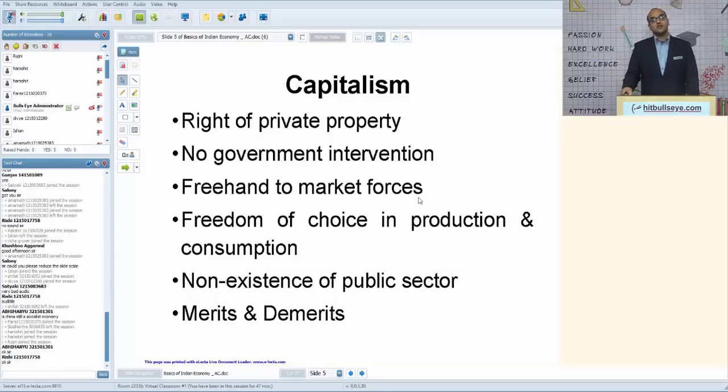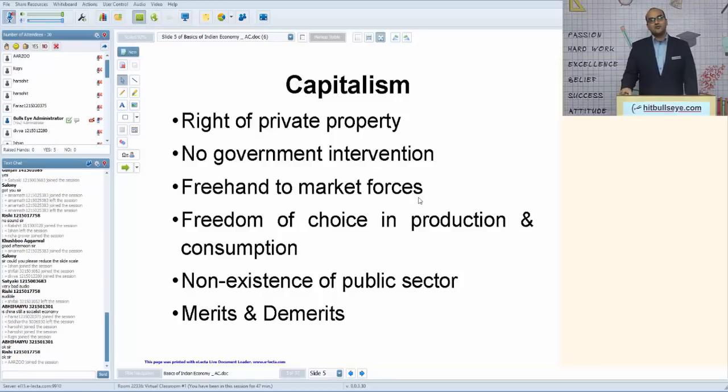Next, of course, in the capitalist system, there is a free hand given to market forces, that is demand and supply. So whatever the producers, the manufacturers want to produce, they will produce. Government will not instruct them on what to produce or intervene in their decision making. And also, what I as an individual buyer or consumer want to buy, I will be allowed to buy, of course, with the restrictions of laws.